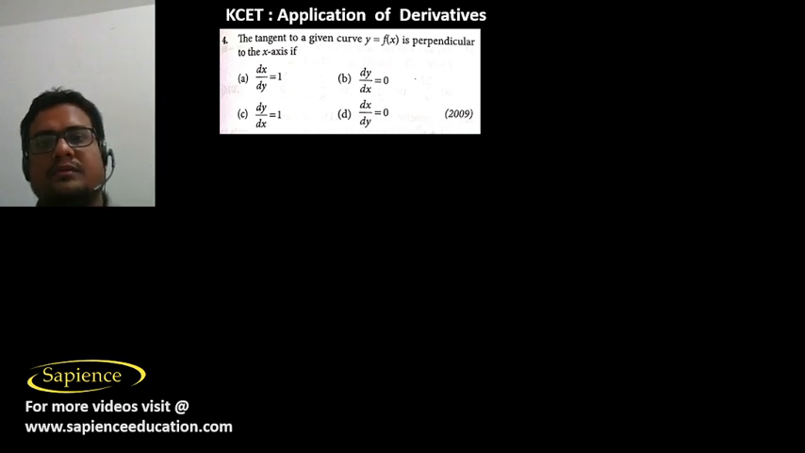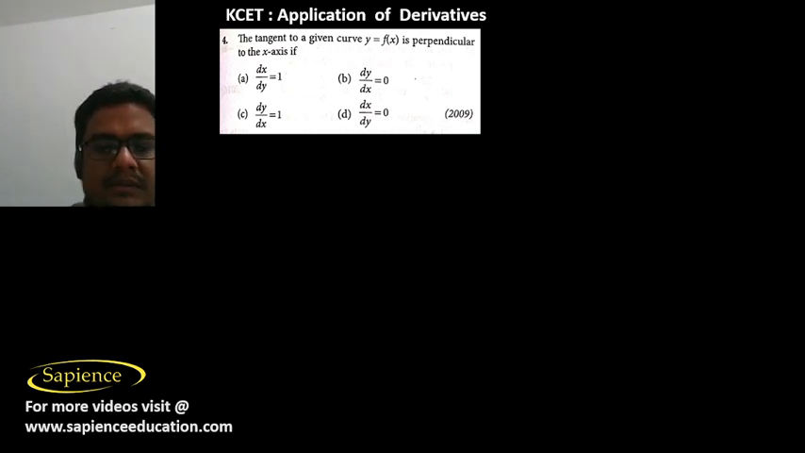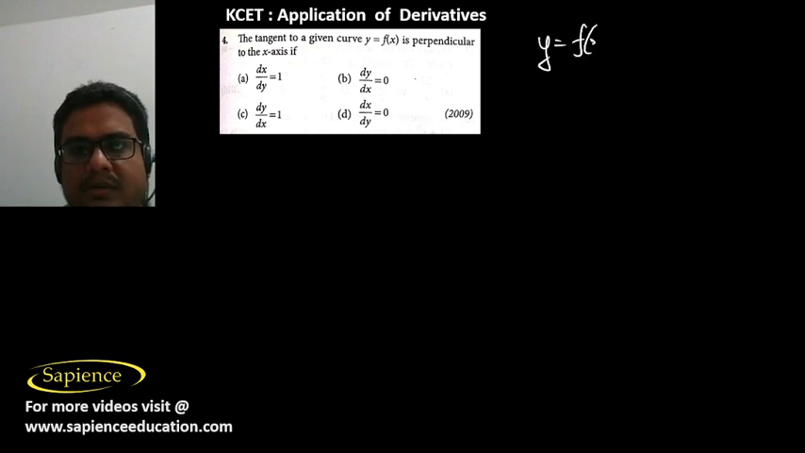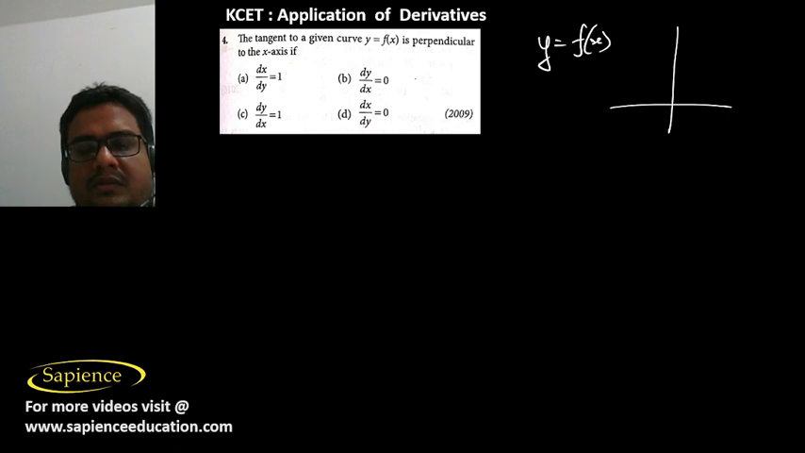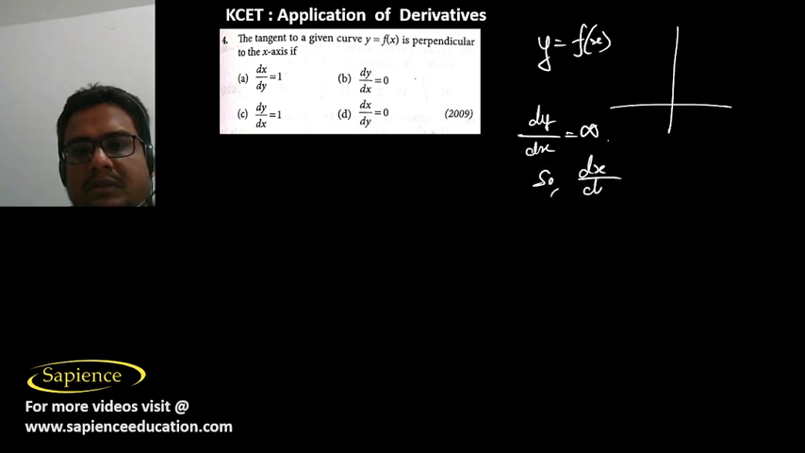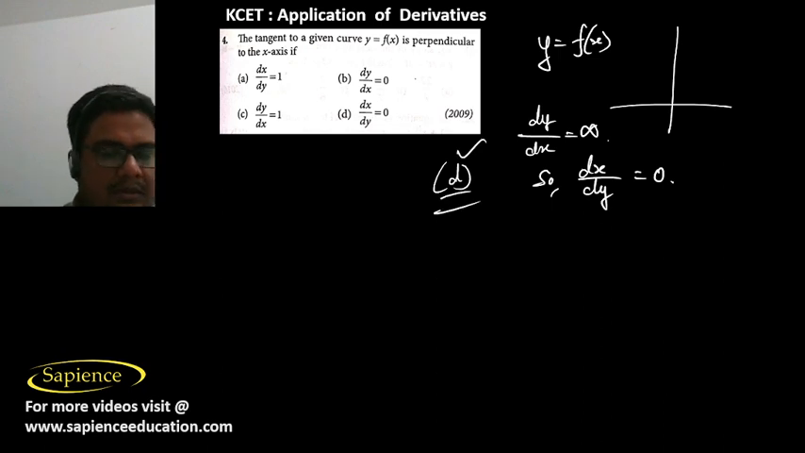Question number 4 told that the tangent to the given curve y equal to f of x is perpendicular to the x-axis. Tangent to a curve is perpendicular to the x-axis means slope is infinity, means dy by dx is infinity. Therefore, dx by dy should be 0. Option D is the correct answer.